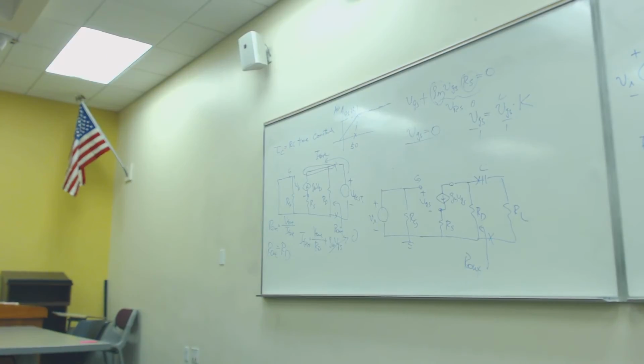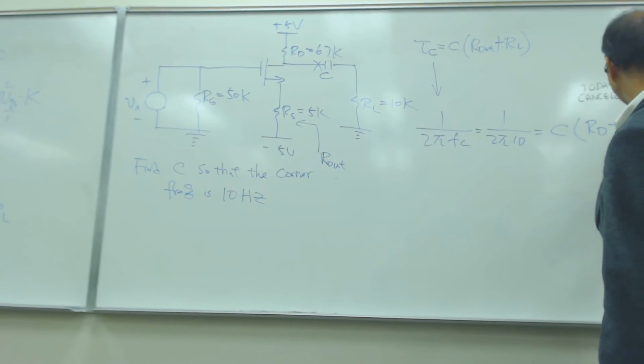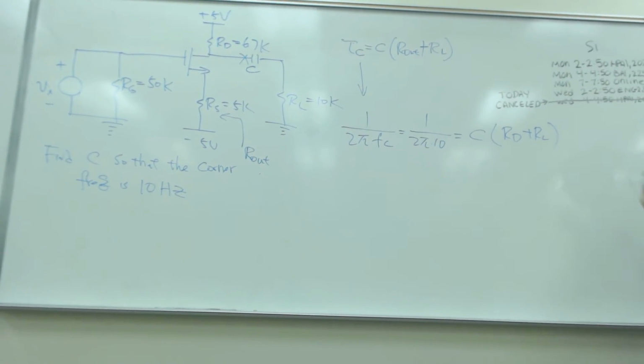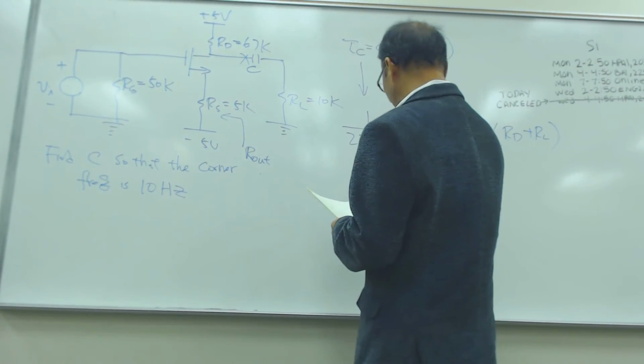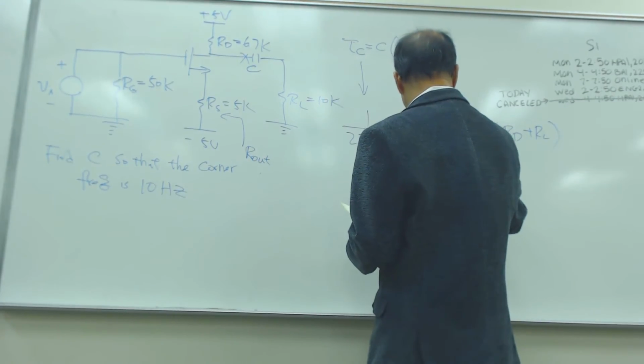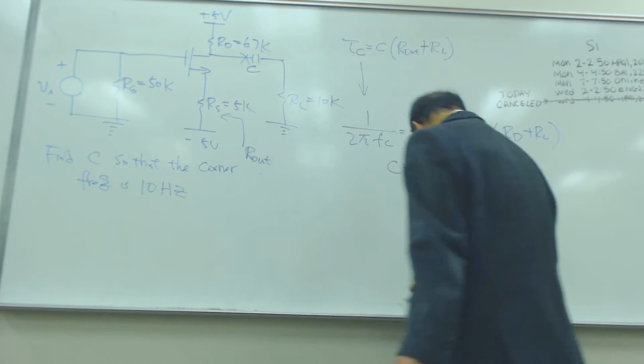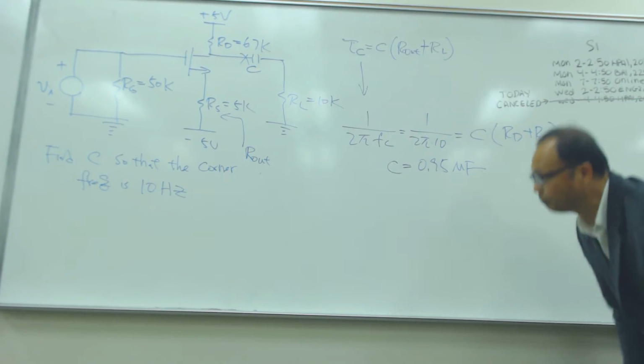So now I come back to here, right? So tau sub c is what? 1 over 2 pi fc, which is 1 over 2 pi times 10, equal to c times r out. That's derived, r sub d plus r sub l. Yes? So there's only one unknown now. So c is 0.95 microfarad. All right.